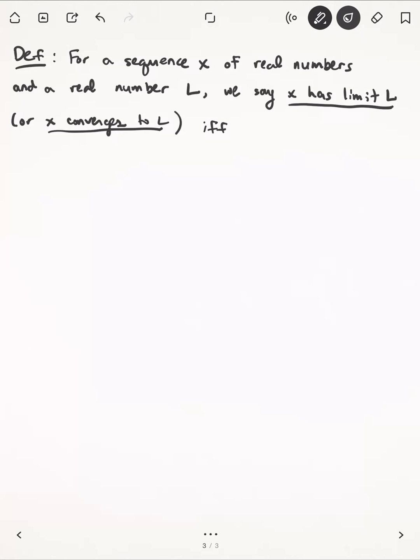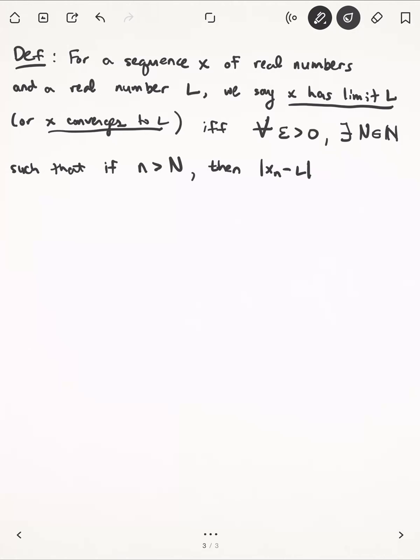If and only if, for any epsilon greater than 0, there exists a natural number N such that if I take a term in the sequence that's farther than that natural number N, then for all of those terms that are indexed by a natural number bigger than capital N, the distance between the term in the sequence and your limit is strictly less than epsilon.